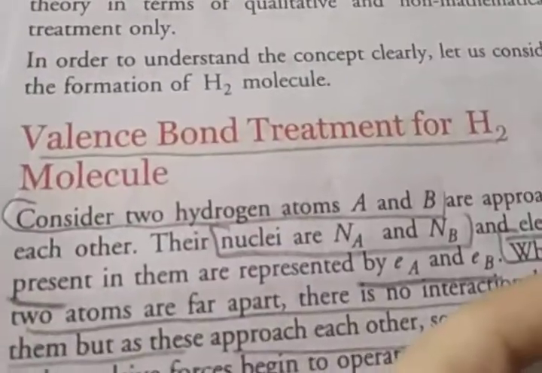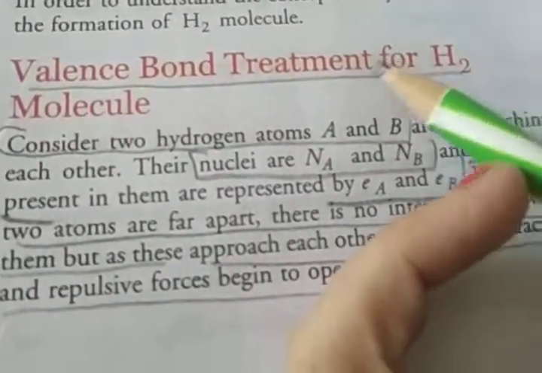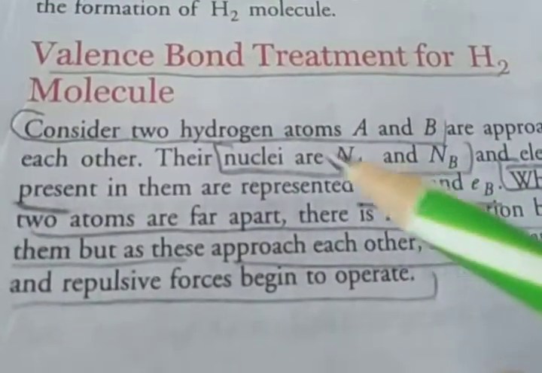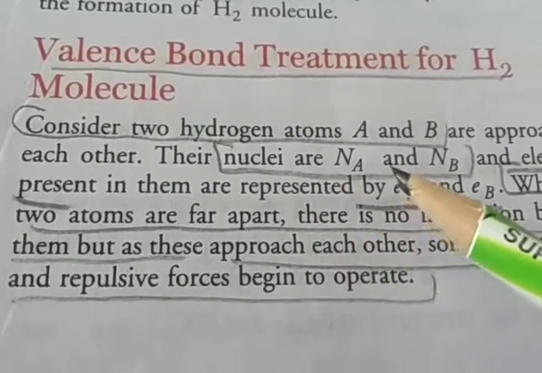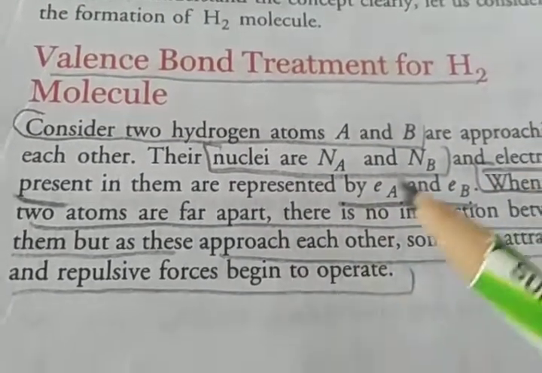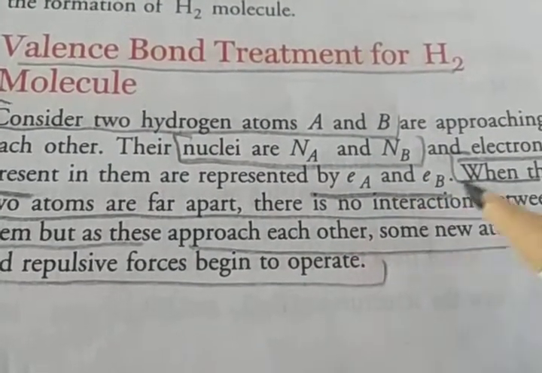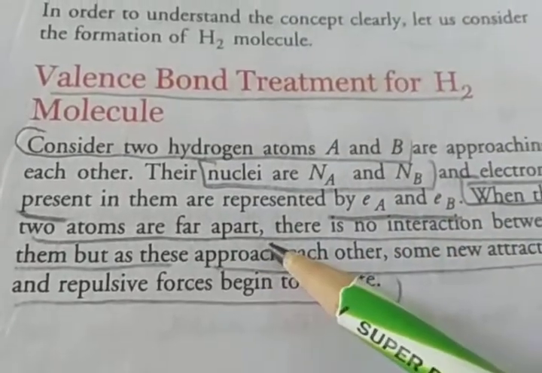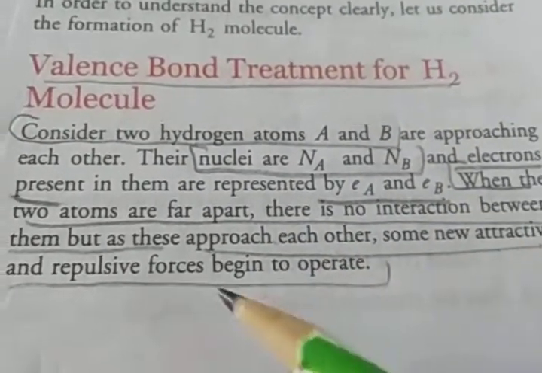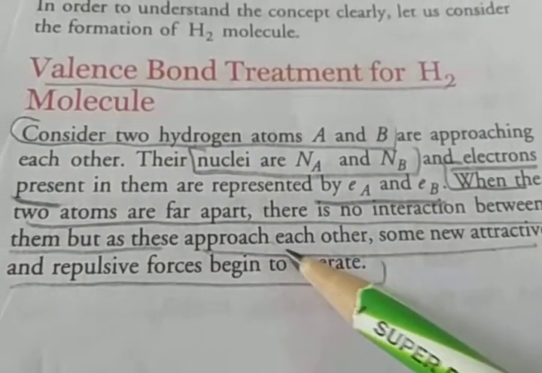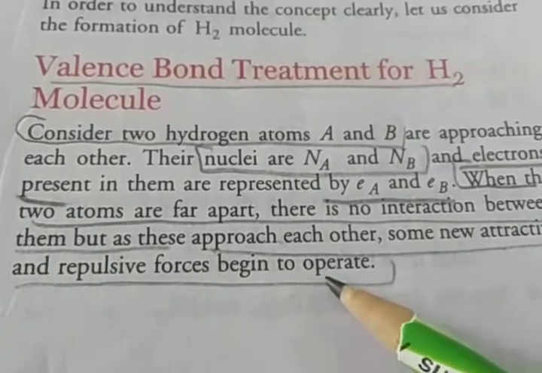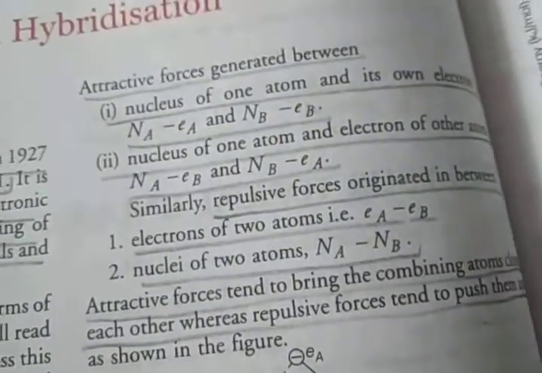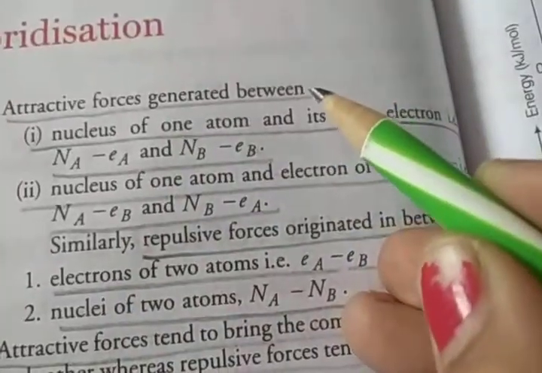So VBT, valence bond treatment for hydrogen molecules. First consider two hydrogen atoms, A and B. Their nuclei are Na and Nb, and the electrons are Ea and Eb. When the two atoms are far apart, there is no interaction between them. But as they approach each other, some new attractive and repulsive forces begin to operate.